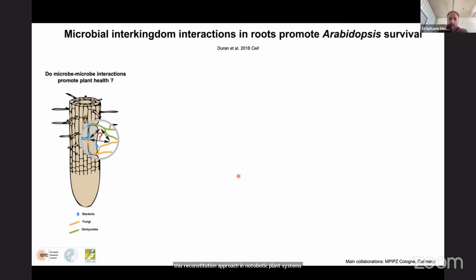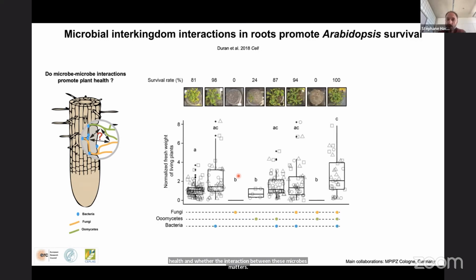So the first question we ask is whether these microbes have relevance for plant health, whether these different groups of microbes that include bacteria, fungi, or oomycetes are relevant for plant health, and whether the interaction between these microbes matters for plant survival. So what we did, we recolonized this FlowPot system with different communities of bacteria, fungi, or oomycetes, as well as their combinations, as you can see here.